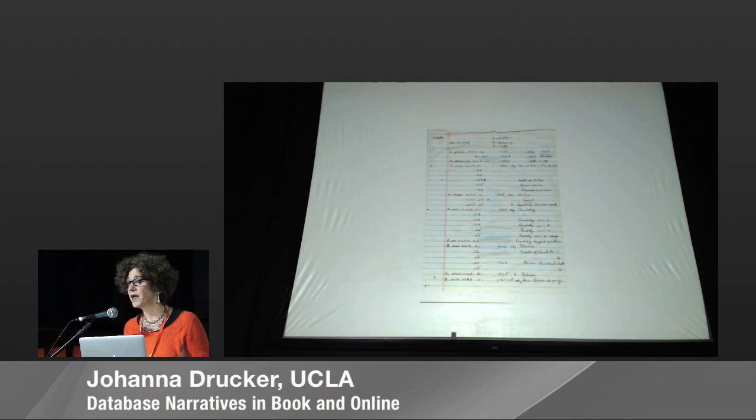To begin, what I did was to scan representative pages from each of the manuscripts and start to make a list, right?